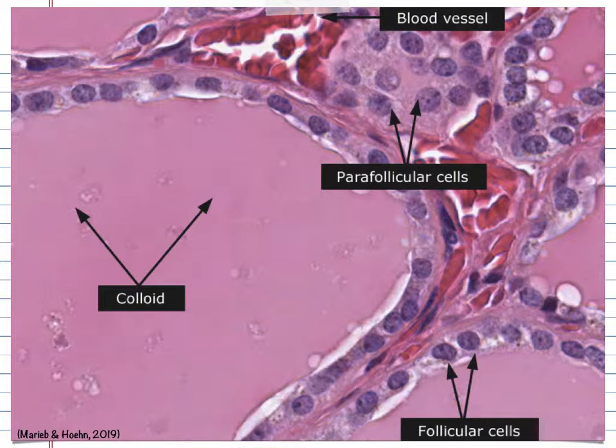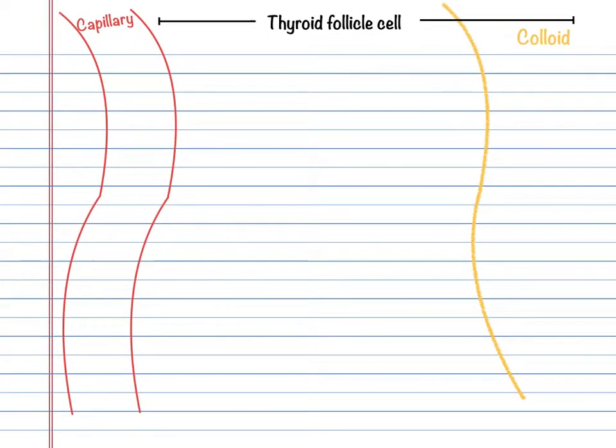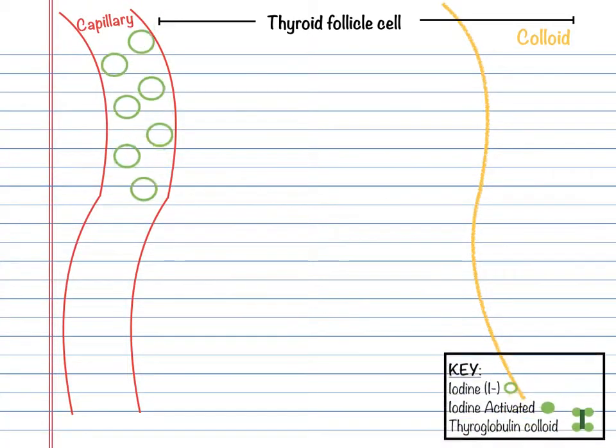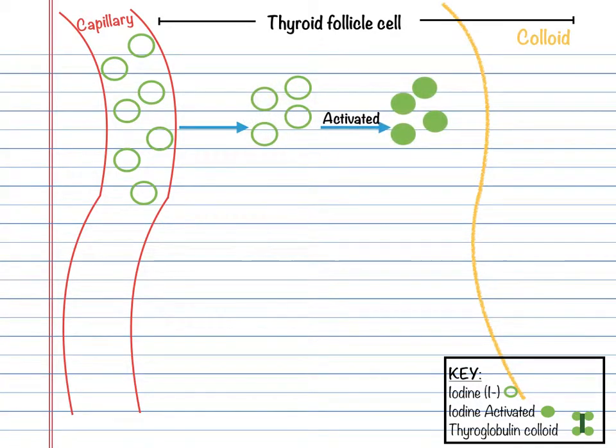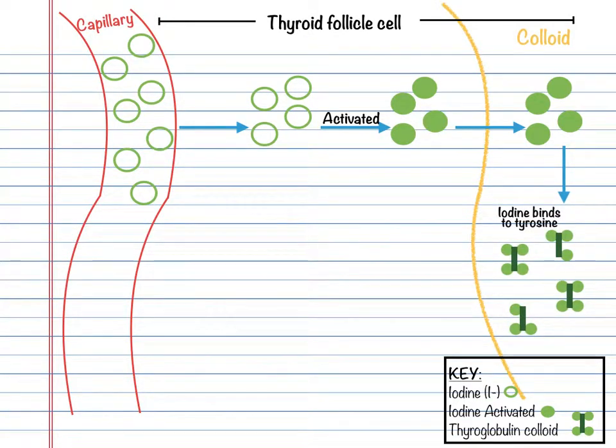Thyroglobulin is stored in the colloid and it contains the amino acid tyrosine, which is essential for the synthesis of thyroid hormones. The synthesis of thyroid hormones involves the following steps. Iodide ions are absorbed from the diet and travel through the blood to the thyroid gland. Here, the iodide ions enter the cytoplasm of the follicle cells. A sequence of reactions occur in the colloid so that the iodine attaches to the tyrosine part of the thyroglobulin to form the thyroglobulin colloid.